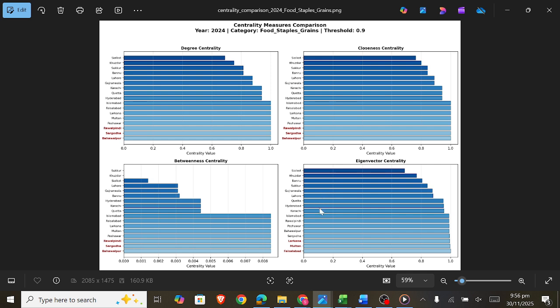The first is degree centrality. This counts how many cities have similar prices. High degree means the city's prices match many others. It represents typical market conditions.